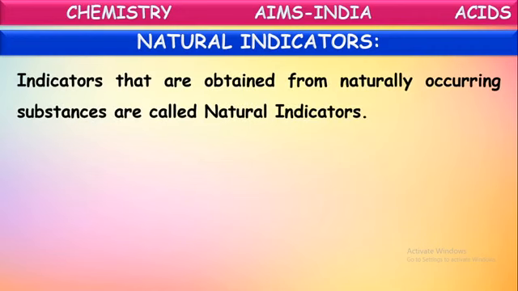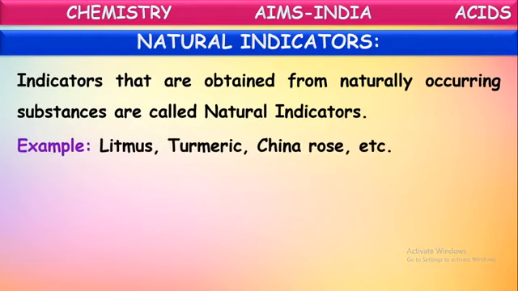The indicators that are obtained from naturally occurring substances are called natural indicators. Yes, from the natural substances some indicators are prepared. Those indicators are called natural indicators. For example, litmus, turmeric, China rose. These all are substances which are derived from natural sources, so hence these are called natural indicators.